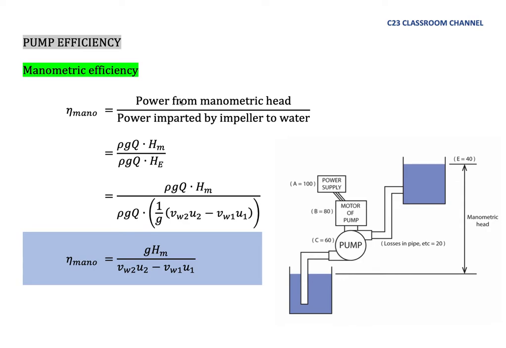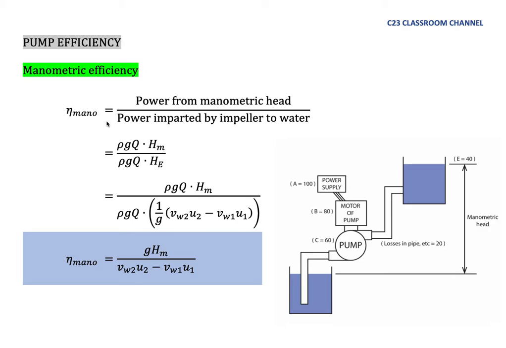divide the power output over the power input. So efficiency here means how much we could get from the source that we have. So the basic idea is power output divided by power input. So we have three types of efficiency. The first one is manometric efficiency.